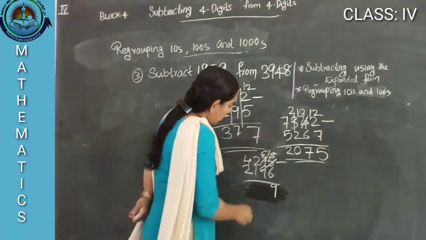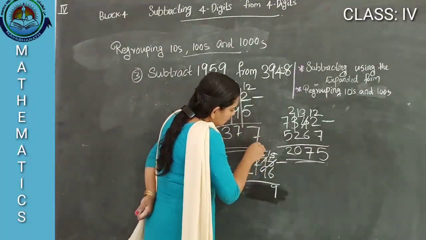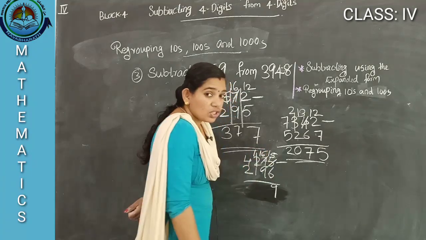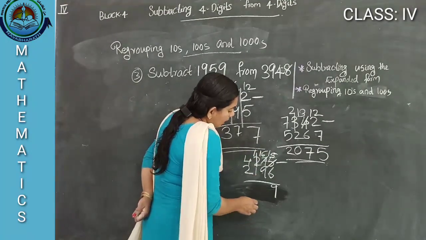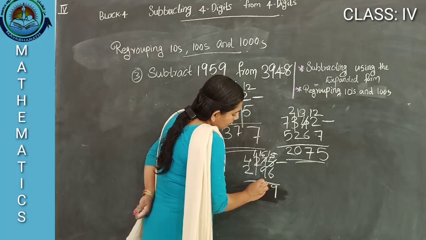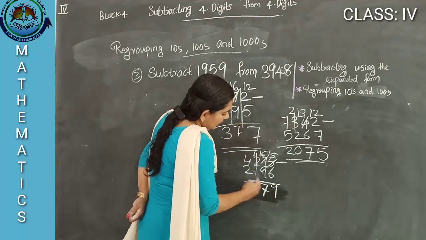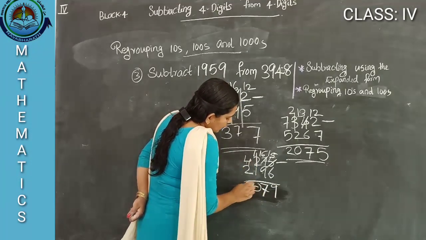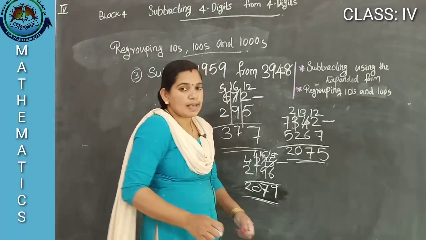6 minus 9 is not possible. We are taking 1 from here. This 2 becomes 1. 6 becomes 16. 16 minus 9, 7. 1 minus 1, 0. 4 minus 2, 2. 2079 is the answer.